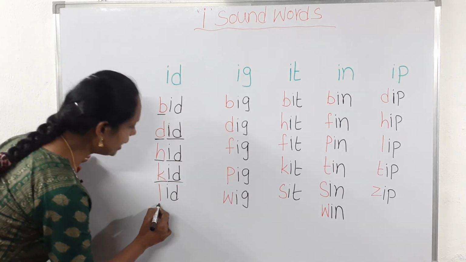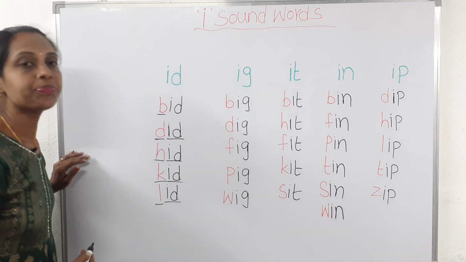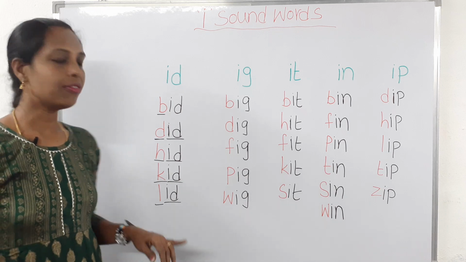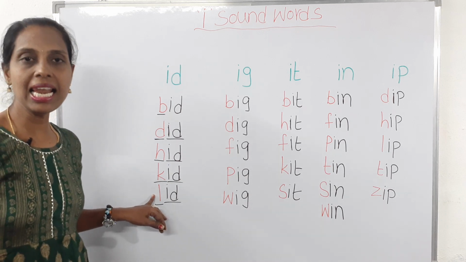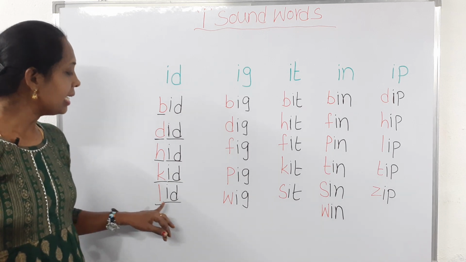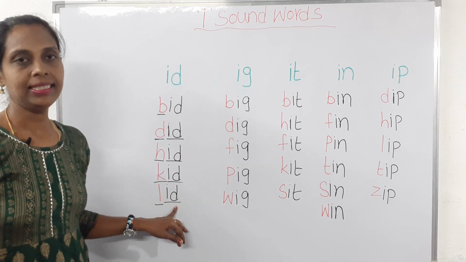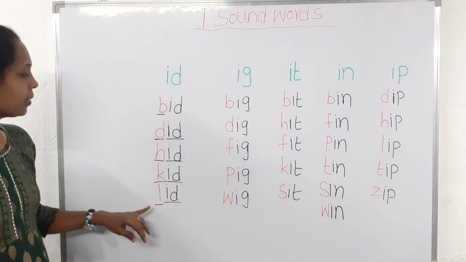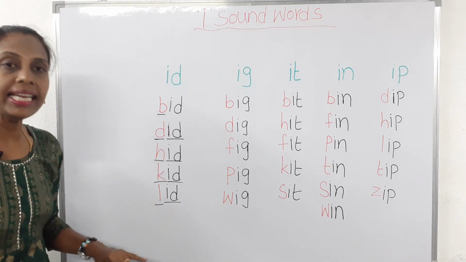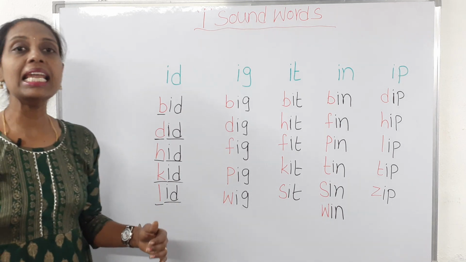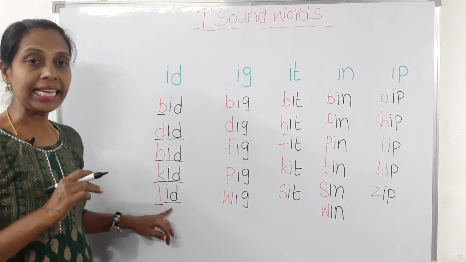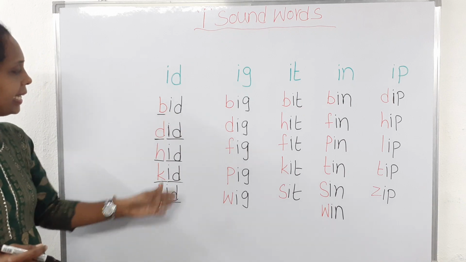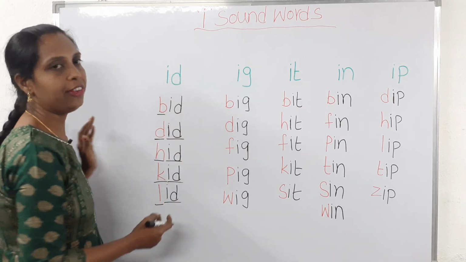Next, we can add L to id. What is the sound of L? L. L, E, D, lid. L-I-D, lid. All these are id words.